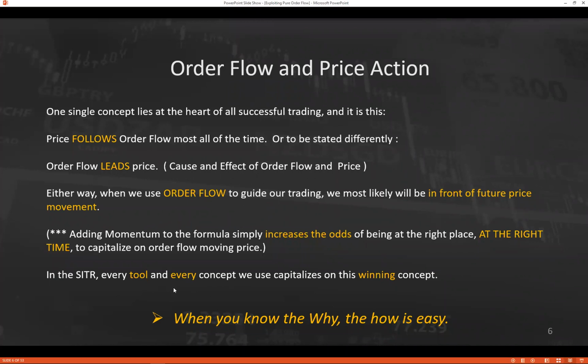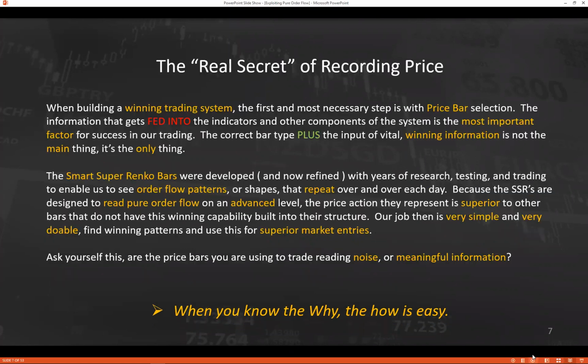And in our room, every tool that Rob's created and every concept we use is simply looking for an advantage in order flow so we can get in front of price. That's all we do. We've got 2 more slides and then we're going to get to some charts. Okay. So when you want to build a winning trading system, the first and most important necessary step to start with is the price bar selection. The information that gets fed into both the indicators and other components of the system is the most important factor for success in everyone's trading.